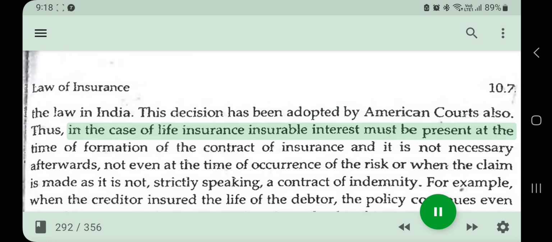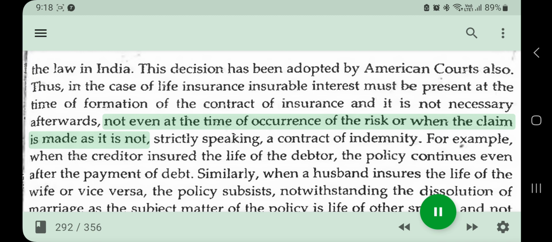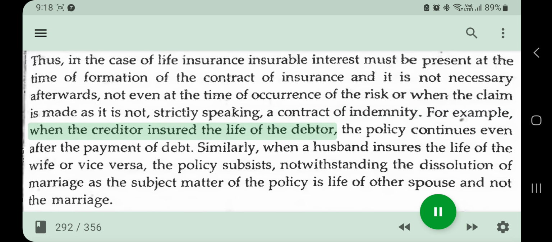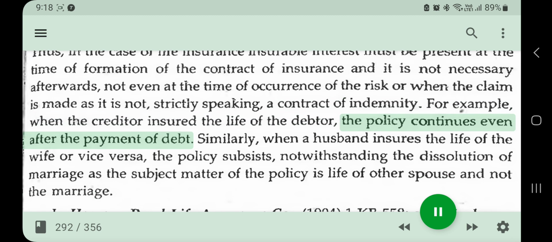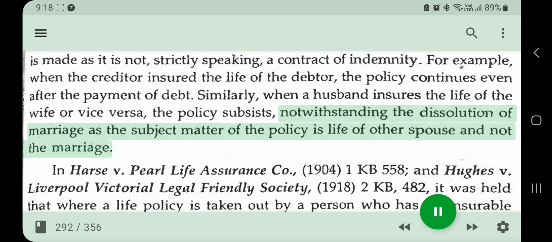Thus, in the case of life insurance, insurable interest must be present at the time of formation of the contract of insurance, and it is not necessary afterwards, not even at the time of occurrence of the risk or when the claim is made, as it is not, strictly speaking, a contract of indemnity. For example, when a creditor insures the life of the debtor, the policy continues even after the payment of the debt. Similarly, when a husband insures the life of the wife or vice versa, the policy subsists, notwithstanding the dissolution of marriage, as the subject matter of the policy is the life of the other spouse and not the marriage.